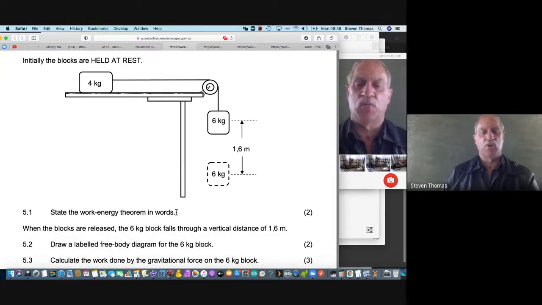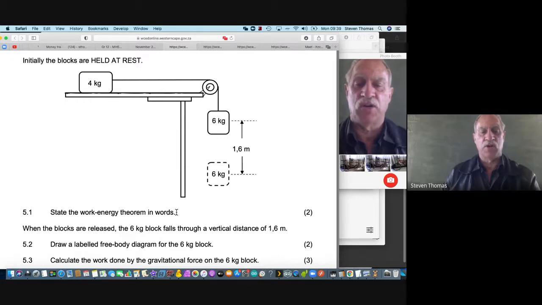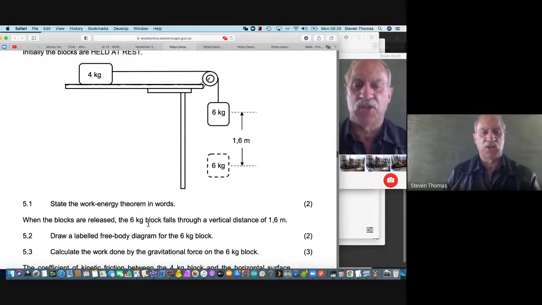The net work done on an object is equal to the change in its kinetic energy. Just rephrasing, work net equals delta K, putting it in words. The net work done on an object in an isolated system is equal to the change in its kinetic energy. Look at the definitions. When the blocks are released, the 6-kilogram block falls through a vertical height.